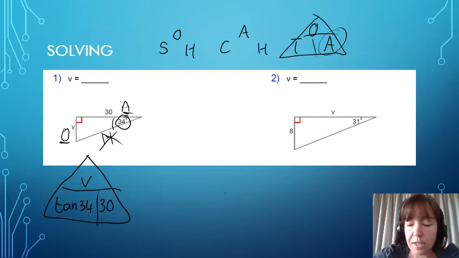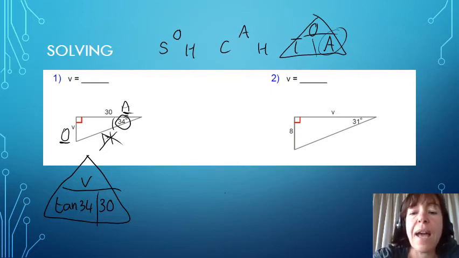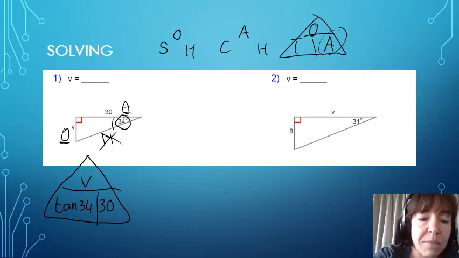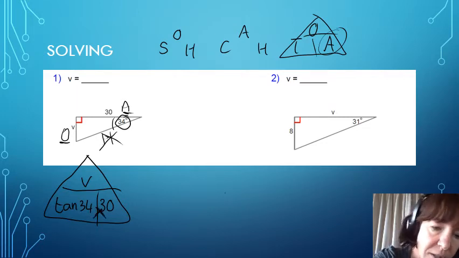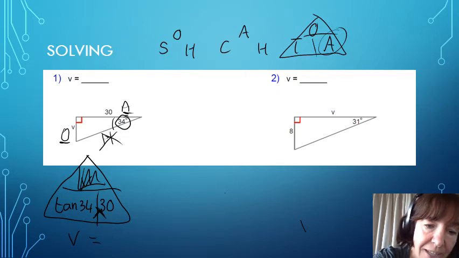Thinking back to my previous slide, remember, if the two items are next to each other, it means multiply. And if they were above each other, it would mean divide. Cover the one that I'm trying to find. So V equals, and they're next to each other, what's left.